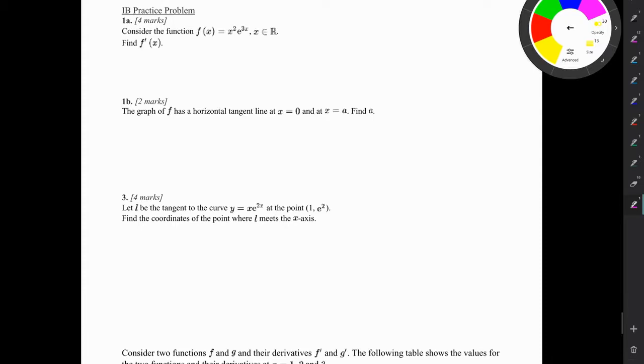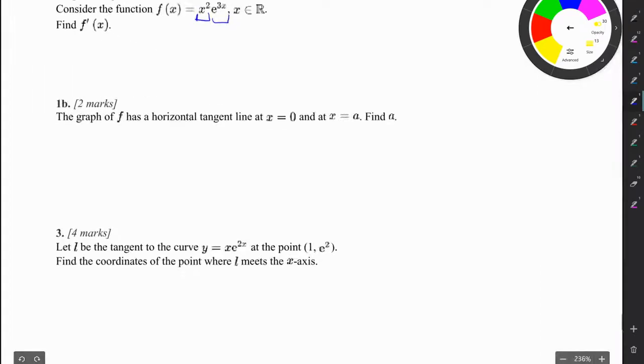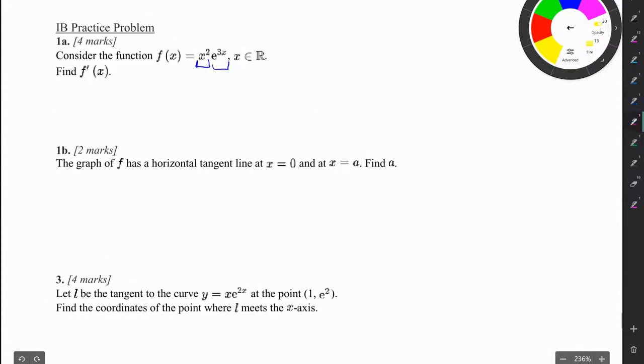For this problem, we are asked to consider the function f of x equals x squared times e to the 3x, and we're asked to find f prime of x. As we look at this, I have the product rule at play here because it's x squared times e to the 3x. So what I'm going to do is jot down my derivatives so when I go to put them into the product rule, I already have them, so I don't really have to think about them later. So the derivative of x squared is 2x.